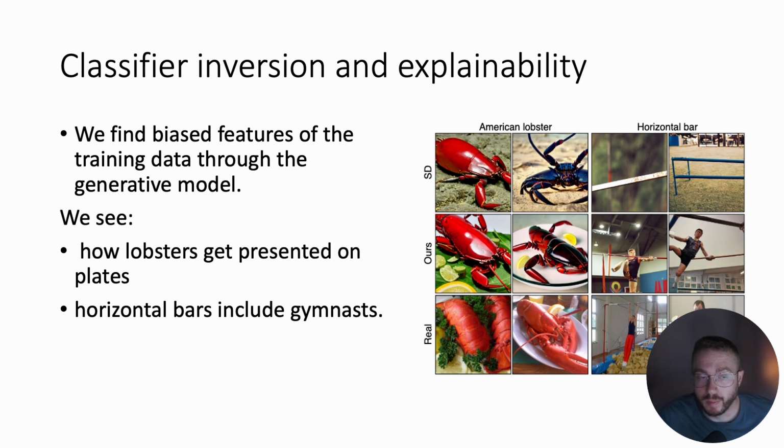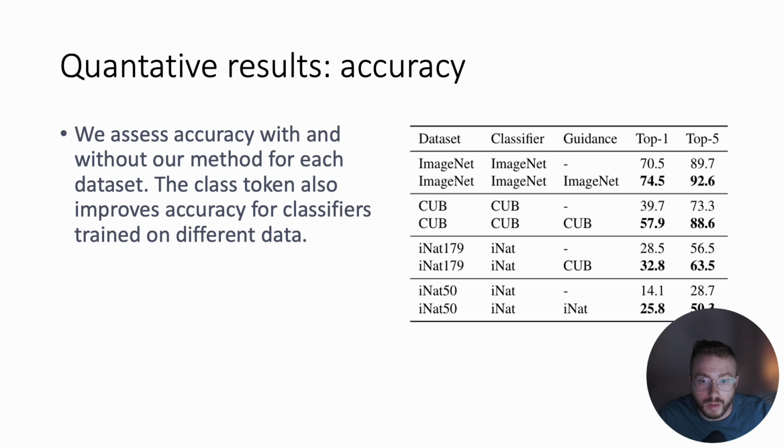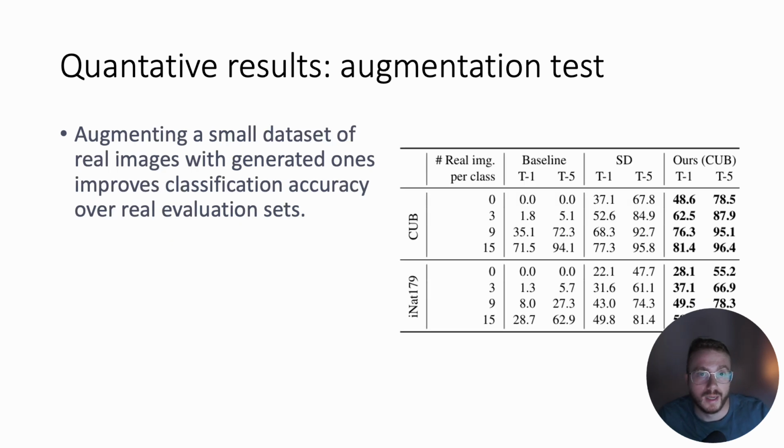Another cool use case of our method is to invert the action of a classifier, in a way to see how a classifier thinks a class looks like. For instance, we find that for American lobster, the classifier thinks that lobster should be presented on plates, which is a known bias. For quantitative results, we measure accuracy. We measure how accurate the generated images are based on different types of classifiers. And we find that we consistently improve the results using our method.